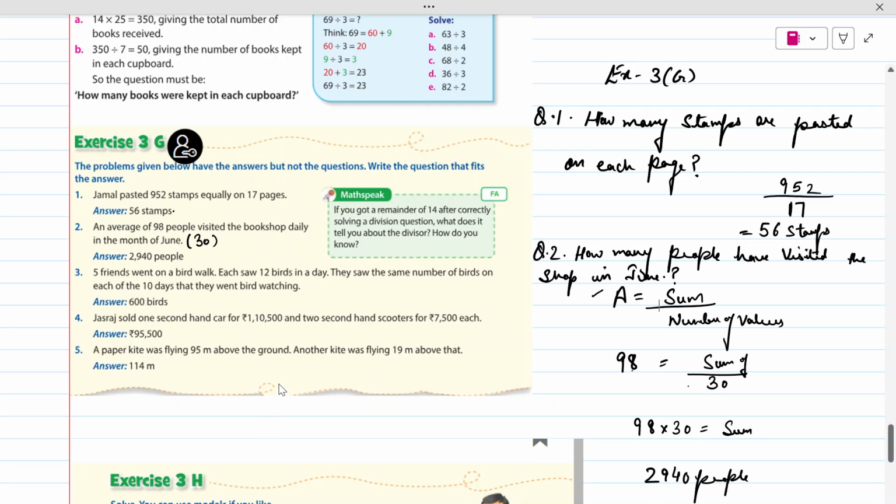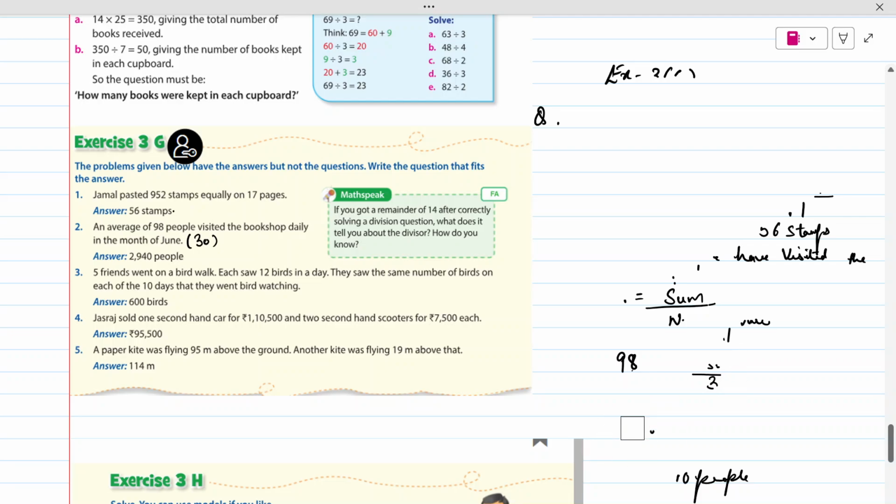I hope that you have understood this part. See, average is given, the total number of values, which is 30, the number of days in June, is given, and the answer says the sum of the people. So the rest of the question will be this. Okay, now let's move to question number 3 here.